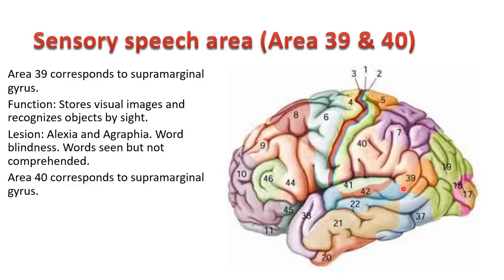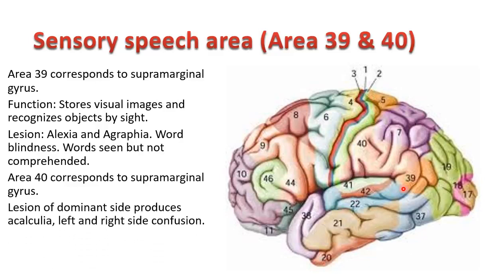So proprioception and touch sensations are not recognized from the opposite side of the body, especially if there is a lesion to area 40. They are also not able to perform even simple calculations, acalculia. And as I told you, right and left side confusion is there for them.